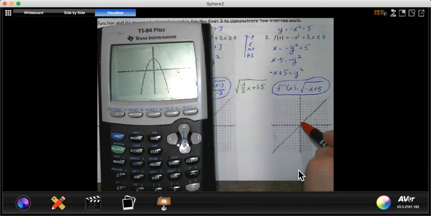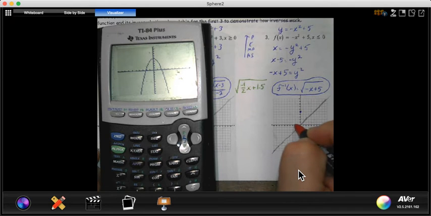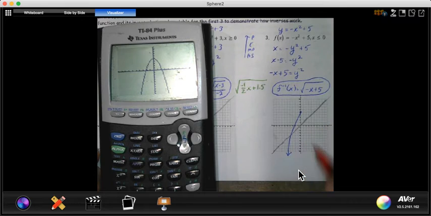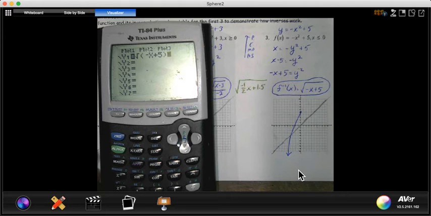So I'm going to count to 5. 1, 2, 3, 4, 5. And then it looks like it's just to the left of negative 2. So it does one of these guys. And then I'm going to graph the other one. The square root of negative x plus 5.